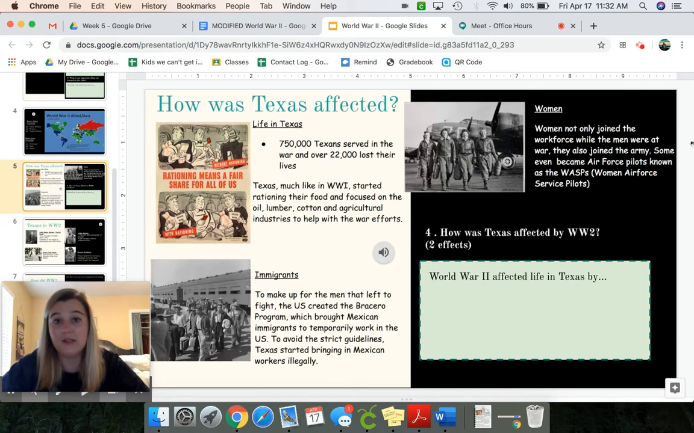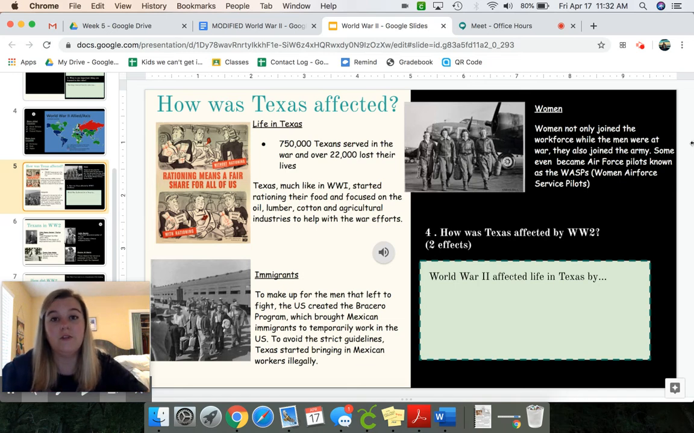Promise was that they could get citizenship afterwards, but they were shipped back without citizenship. So definitely not one of our highest points. It's not a great thing that we have in our history, but it's something that we need to recognize and honor.